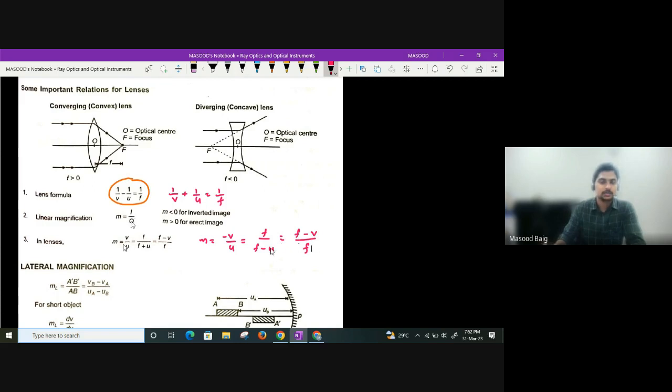So these are not including sign convention. And sign convention we have seen: all measurements should be taken from the pole or optical center. If measurements are taken above the principal axis, they should be taken as positive. Below the principal axis, they should be taken as negative. All measurements opposite to the direction of the incident ray should be considered negative. In the direction of the incident ray should be considered positive. So these are some basic rules which you need to know in case of lenses.